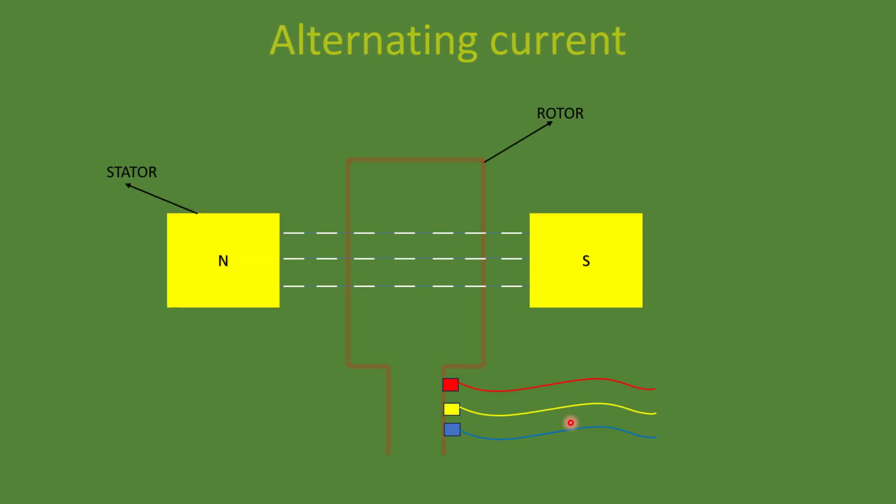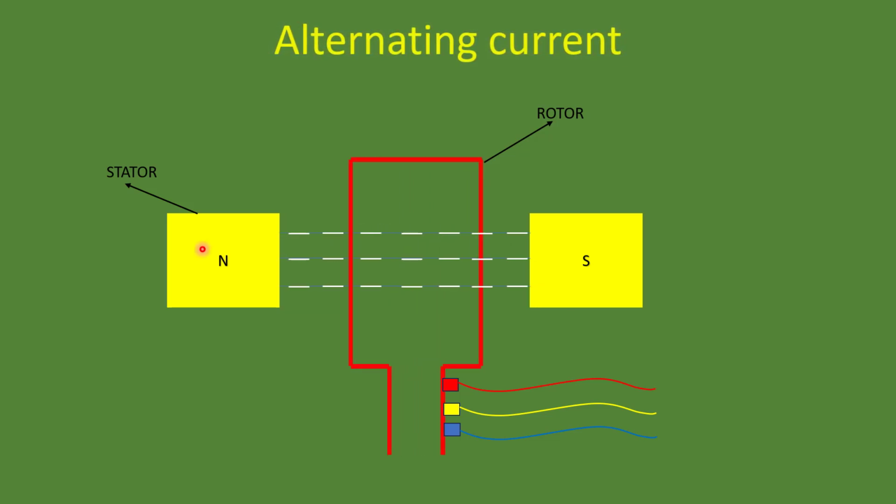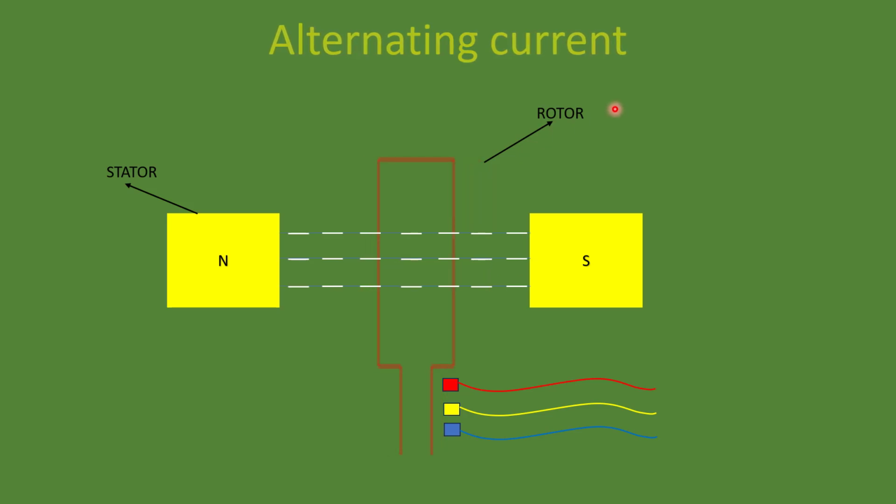The reason lies in its production. This is a diagram of a generator. We have seen this in the Faraday's law chapter. We have two parts. The stator produces a continuous magnetic field from north to south direction. The next part is the rotor. The rotor is a coil which rotates in the magnetic field.